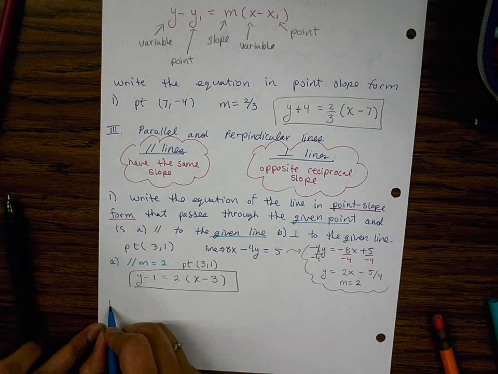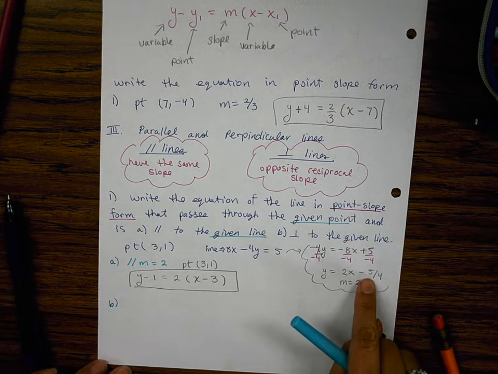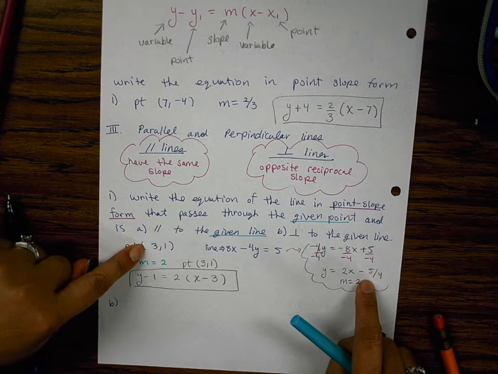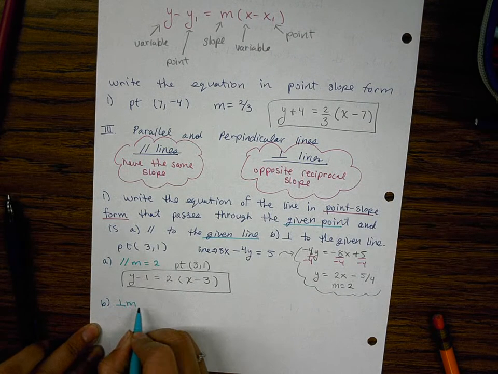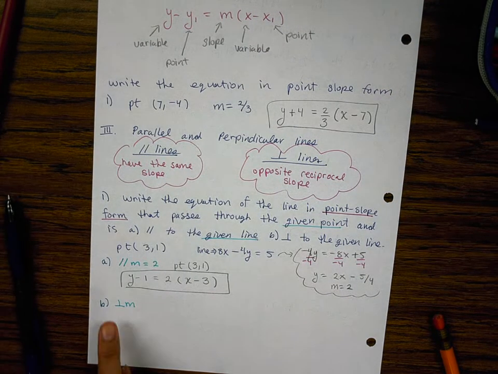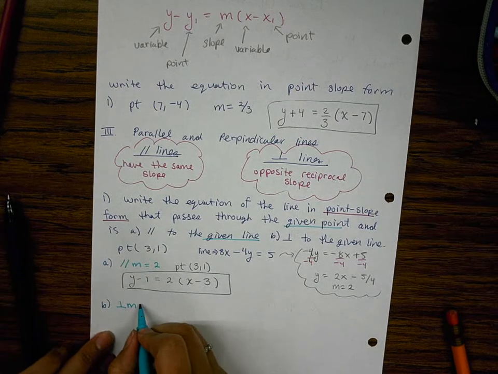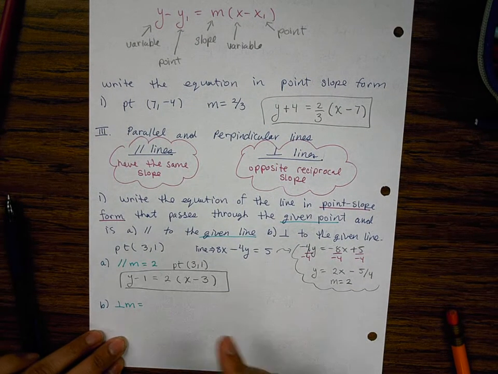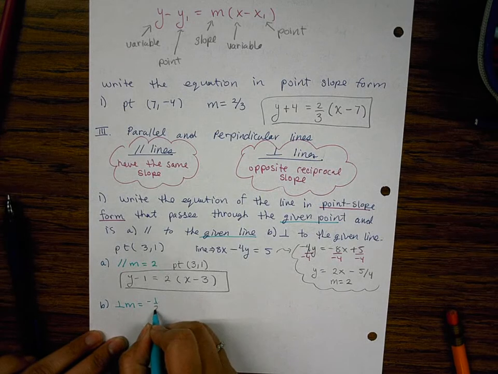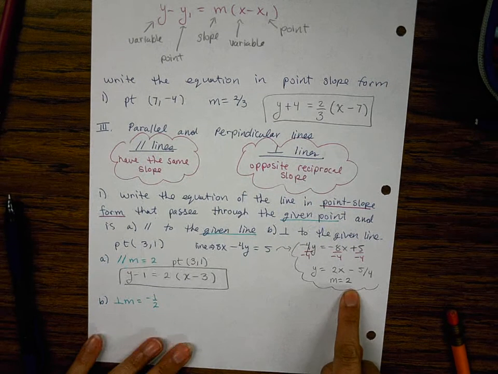Okay, part B. Part B is asking us to do this thing again, but this time look for the line that is perpendicular, going through the same point. So I'm going to write it like this: perpendicular slope, that's the perpendicular symbol, m for slope, equals, if the original slope is 2 and I want it to be perpendicular to that line, the opposite reciprocal.